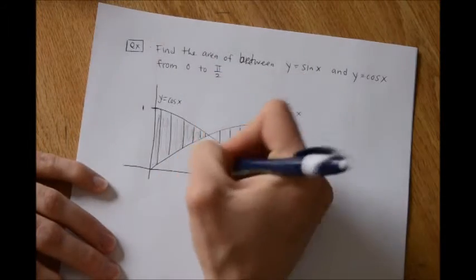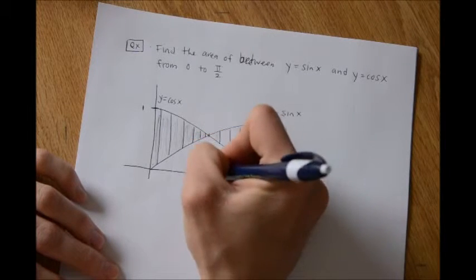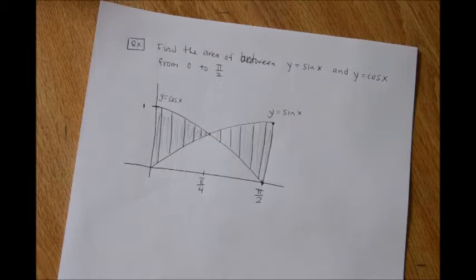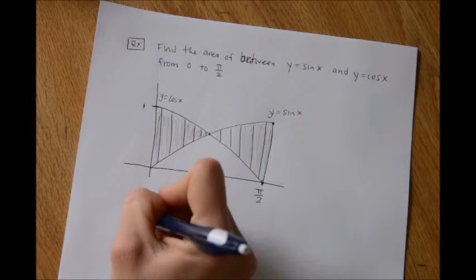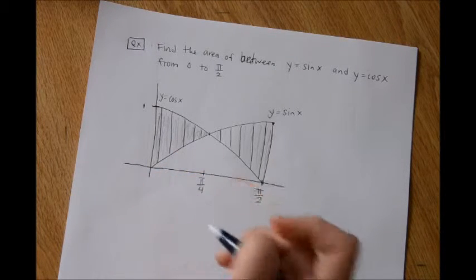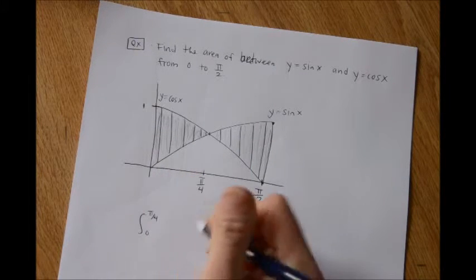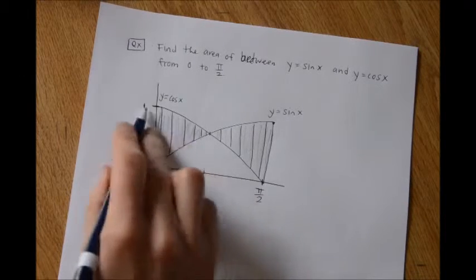So we're going to look at it from where they cross right here, which is at pi fourths. And we're going to have one integral. So we're going to have to do from 0 to pi fourths. It's going to have to be when cosine is on top.